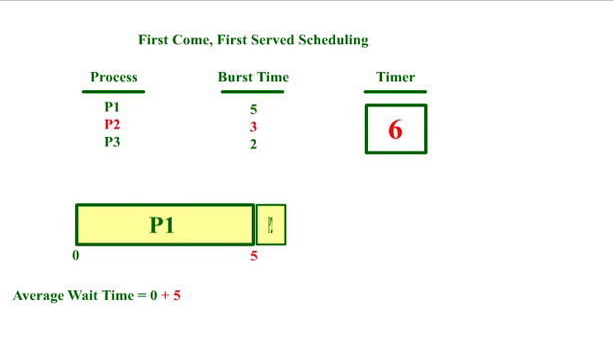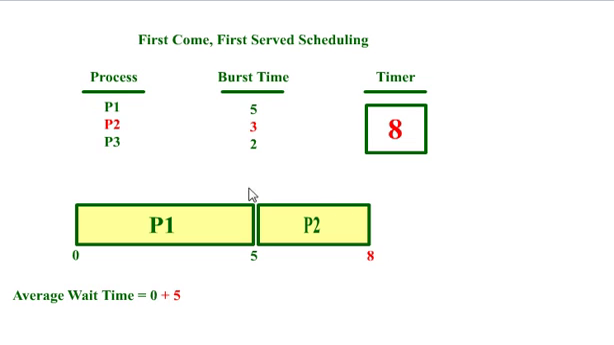Now the second process will come, P2, and this process needs 3 execution time. Now here if you can see, this is the waiting time for process P2, because before execution this process has to wait for P1 to complete. That's why the wait time for P2 is 5.